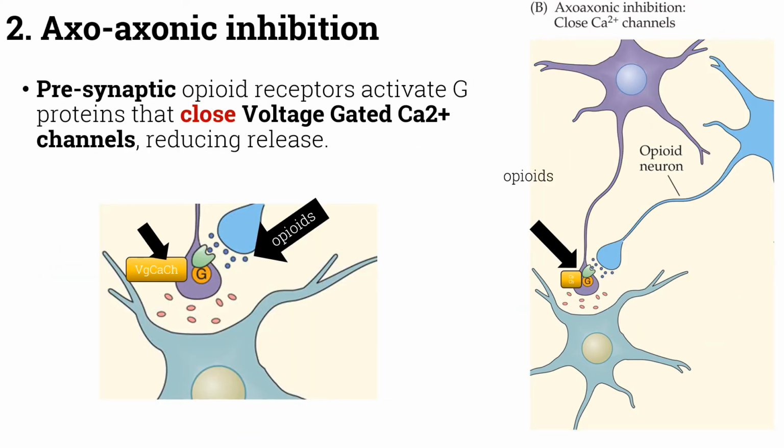Axoaxonic inhibition acts on the presynaptic neuron voltage-gated calcium ion channels to reduce their release. Now remember, calcium is very important for neurotransmission and initiating action potentials. Without the calcium, due to the inhibition, the postsynaptic neuron will be less likely to fire.